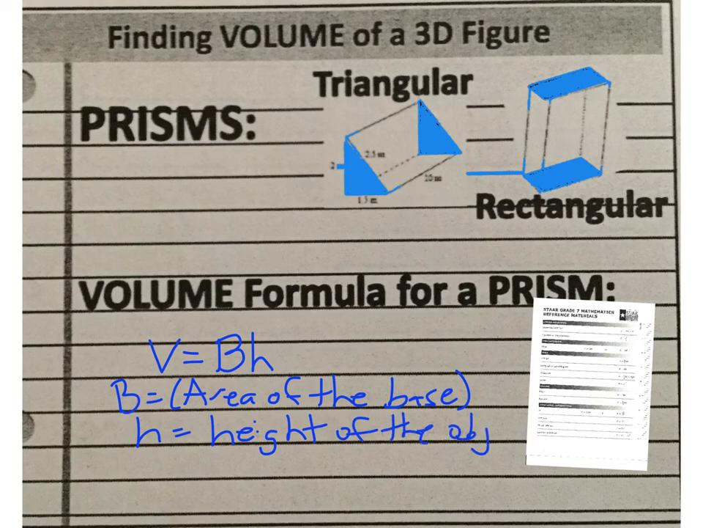And it could be lying on its side. For example, this is the height of the object, and that is the height of the object. It's what connects the two bases together. See, this line connects the two blue sections, and this line connects the two blue sections. So that will always be the height of the object.